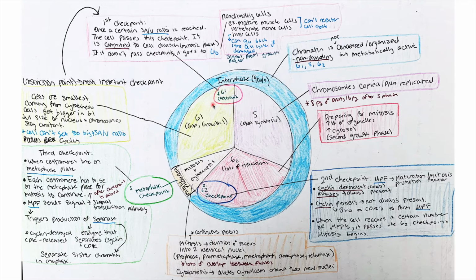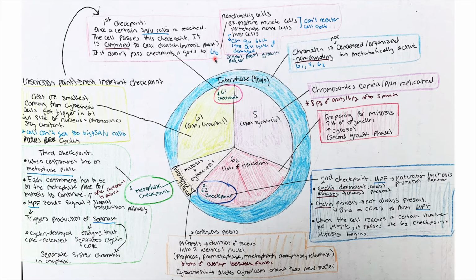Then comes the first checkpoint, also known as the restriction checkpoint. It is the most important checkpoint in the cycle. Once a certain surface area to volume ratio is reached, the cell passes the restriction checkpoint and it becomes committed to cell division. This ensures that cells do not grow too large. If the cell does not pass this checkpoint, it enters the G0 phase.